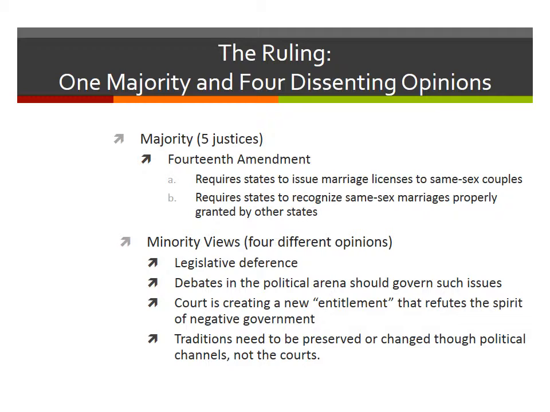And then the fourth major argument about why this was a bad decision is that this is a Burkean argument. Traditions need to be preserved or changed through political channels, not the court. That you don't change unless you absolutely have to. Smacks a lot of Edmund Burke. It'd be interesting if you could right now figure out which of the four dissenting justices, Thomas, Alito, Roberts, and Scalia, wrote which of these arguments as their focus.